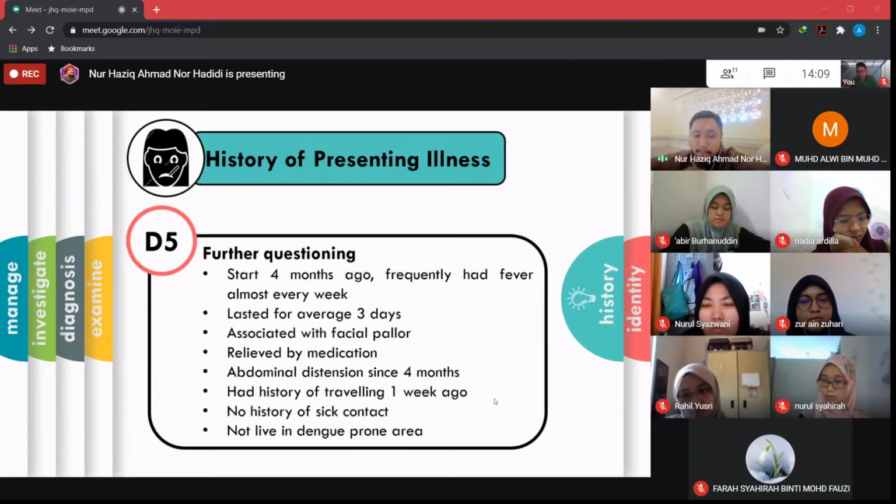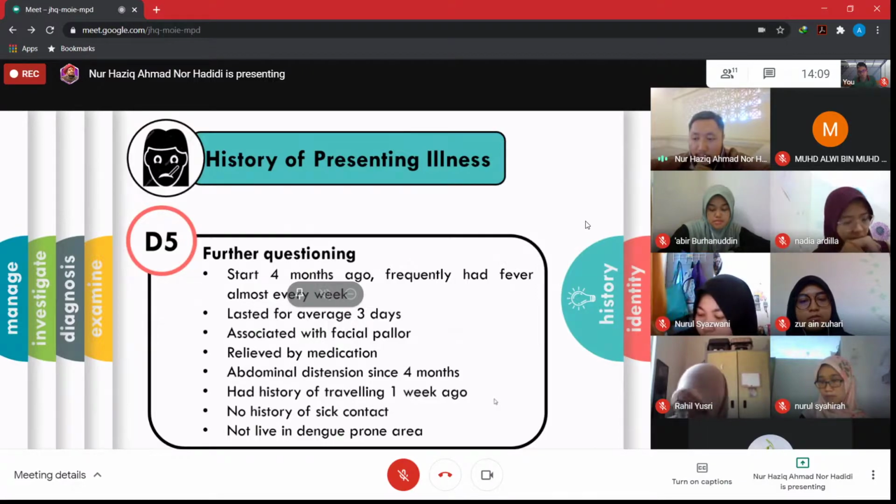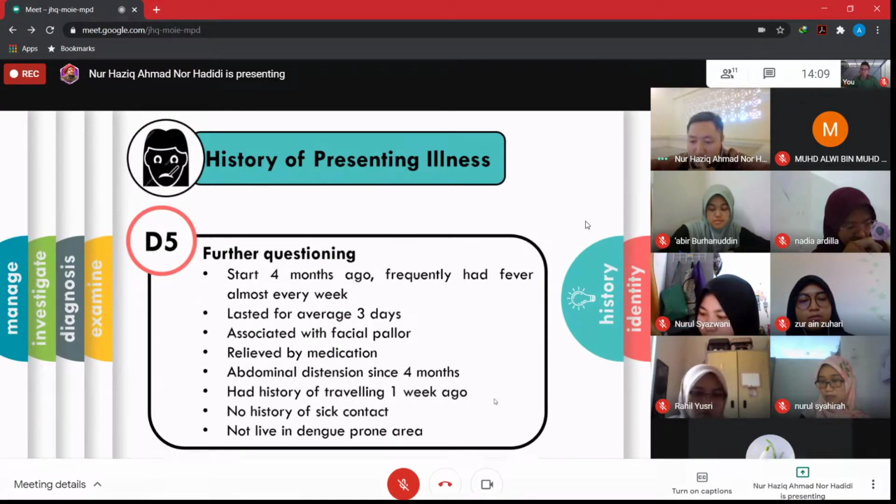However, for the previous episodes of fever, usually it would be relieved by medication. Only for this current admission, his fever lasted for more than 3 days. He also had a history of traveling to Kedah, Johor, and Cameron Highland about 1 week prior to the illness. Otherwise, there was no history of sick contact or family member with the same symptom, and he does not live in a dengue-prone area.